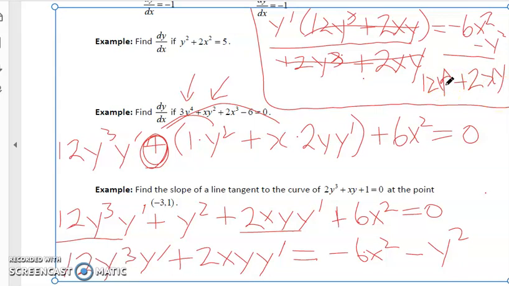Now we're almost out of time. There is one more example on that page. I'm going to leave that one for you to try. Notice this one actually says find the slope of the line. Find the slope of that curve, right? The tangent line at that point.